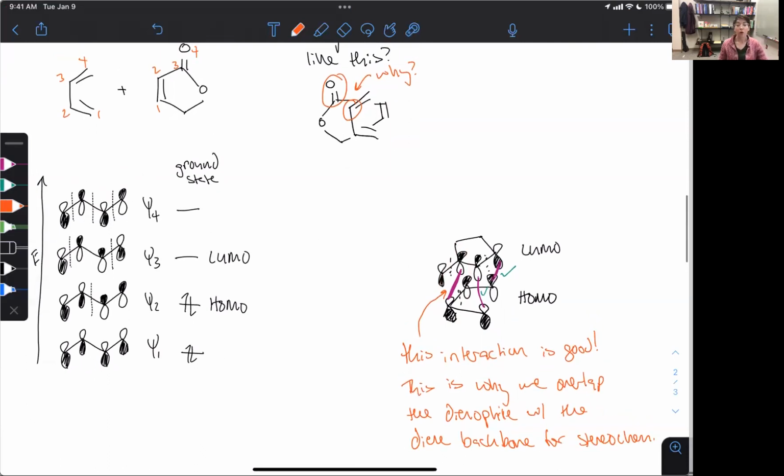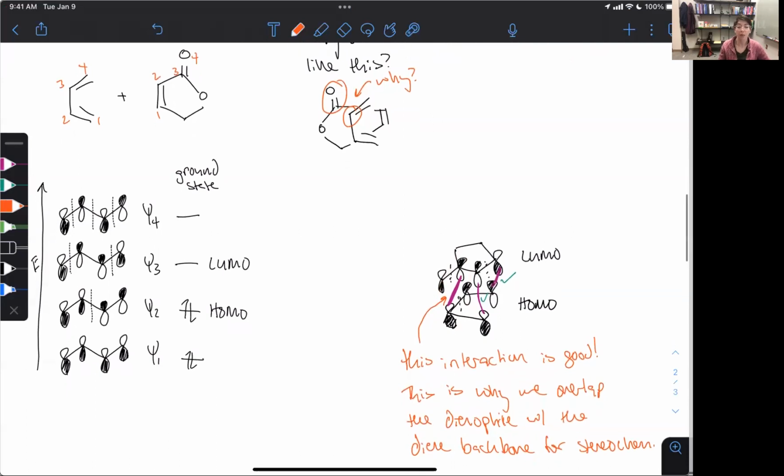Okay, so hopefully that gives you a little bit better full context picture of the Diels-Alder reaction with molecular orbitals in all of its nitty-gritty details.